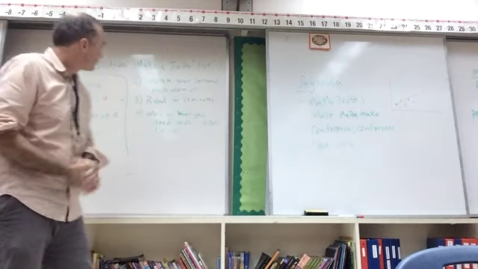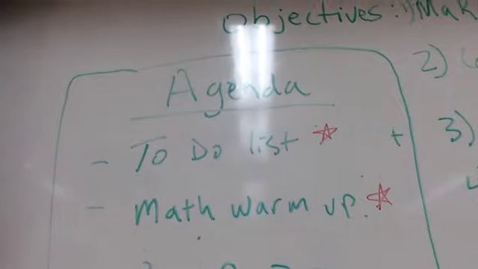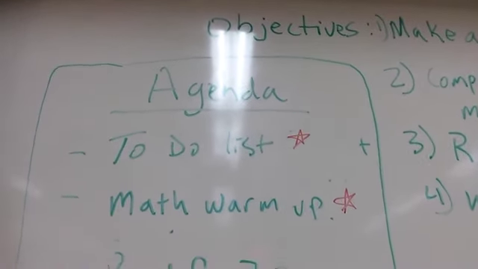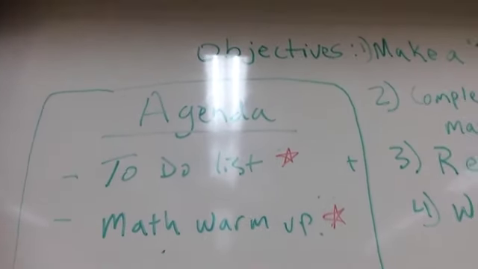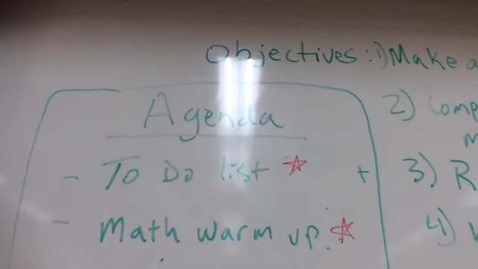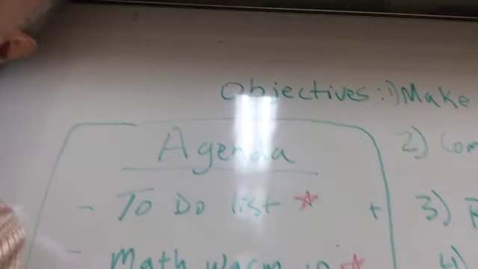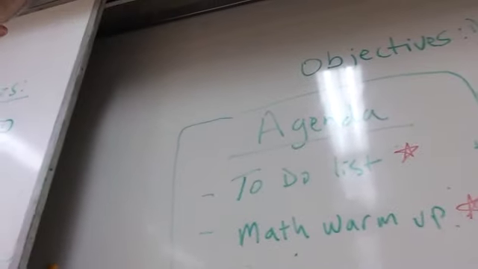Okay, so on the agenda today, I'm going to show you the agenda up close. On the agenda, we have first the to-do list. That has a red star by it because I'm posting that assignment on Google Classroom. You can make the to-do list on a piece of paper, and I will give you an example of a very simple one in a moment. And then you can take a picture of that and upload it to my blog. If you have technical difficulties, you can upload it to Google Classroom. If you have technical difficulties, you can bring it in tomorrow and show me.